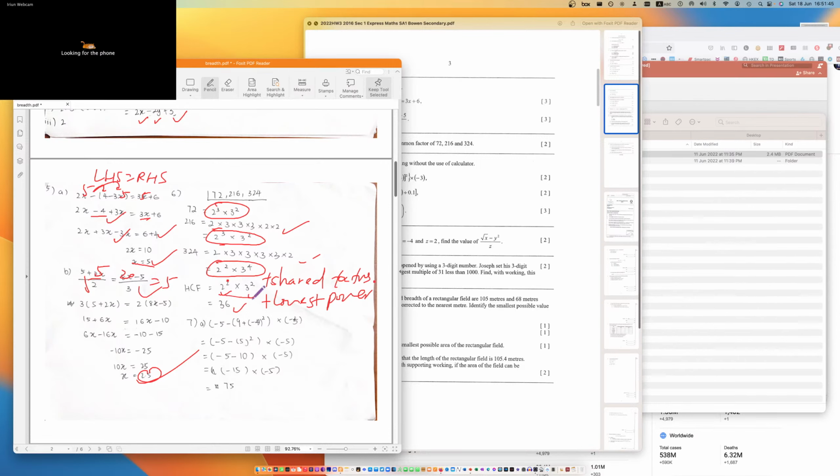Alright, if they ask you for index notation, you just give this. If they ask you for the answer, it's 36. So what do they ask you for?